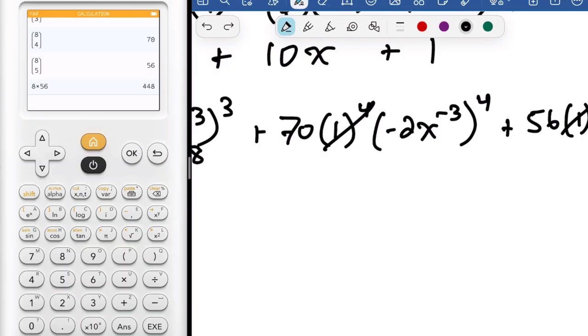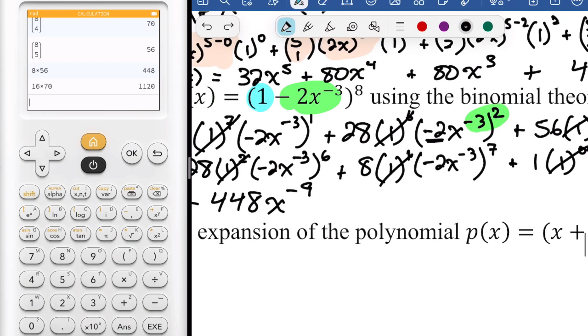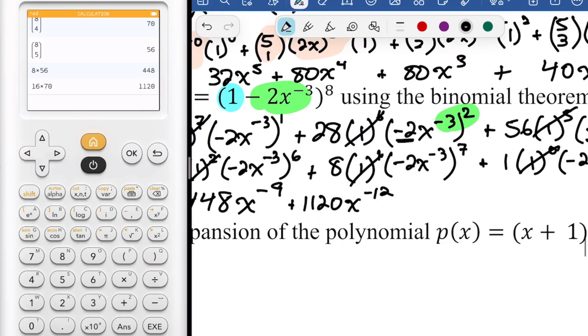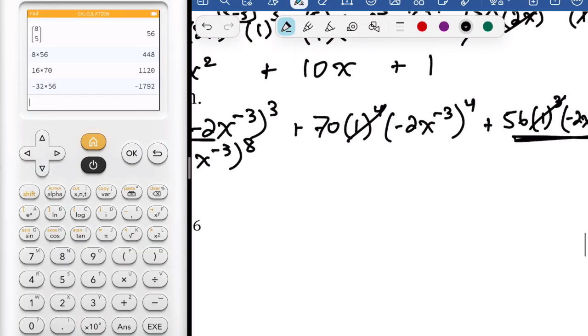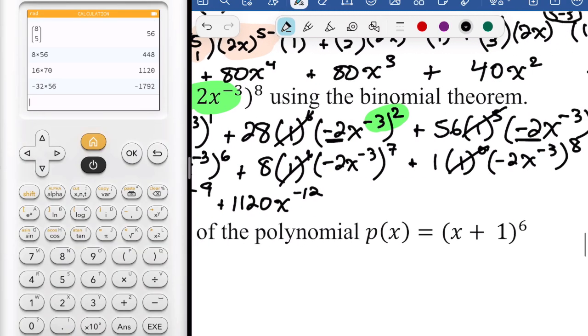So negative 2 to the fourth is going to be 16 times 70. So 1,120 x to the negative 12th. Then for this one, I have negative 2 to the fifth, which is negative 32 times 56. And that's going to be x to the negative 15th. So minus 1792 x to the negative 15th.